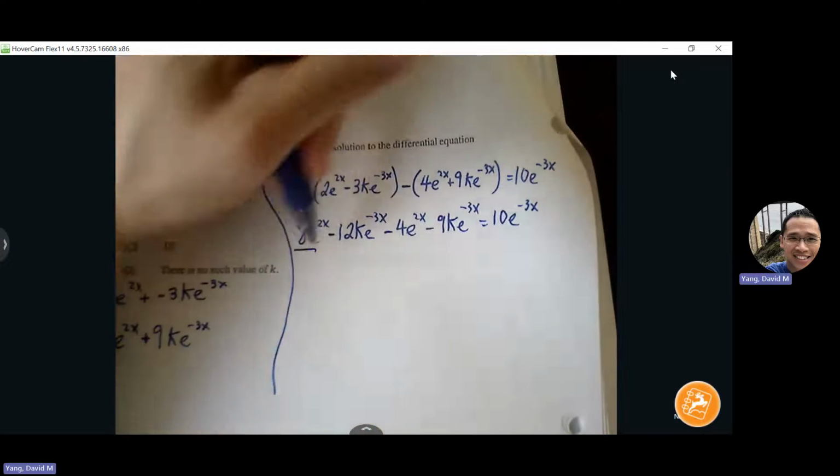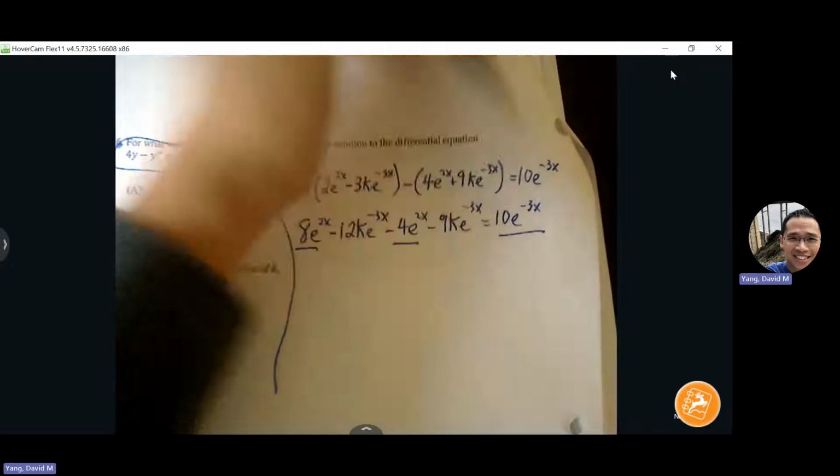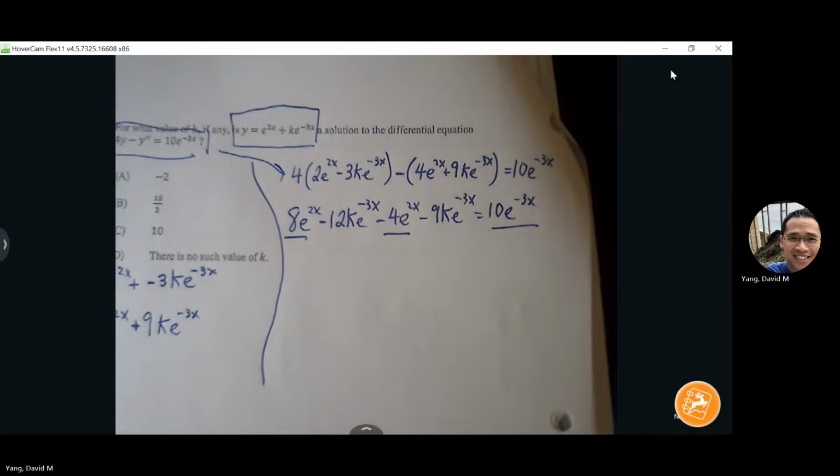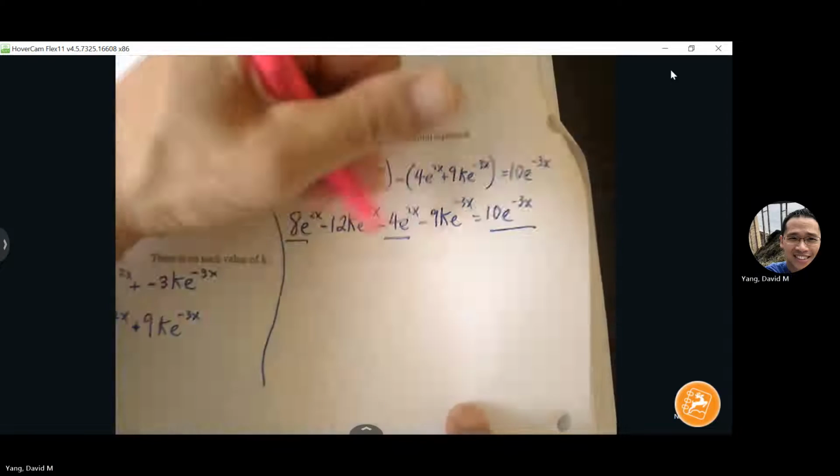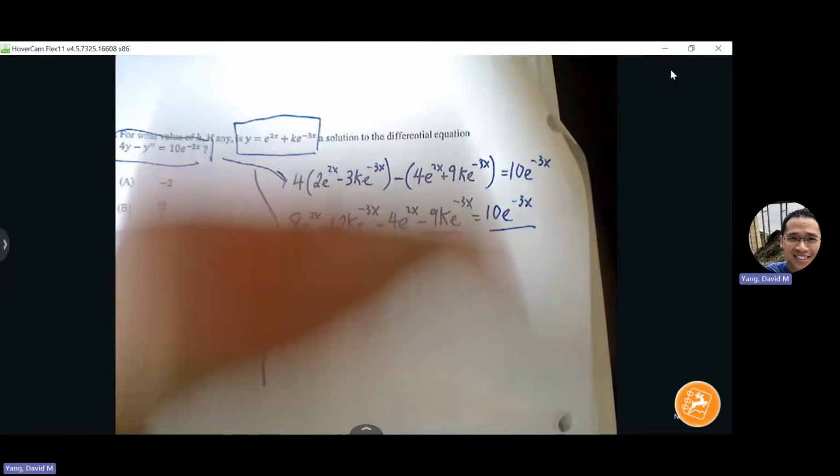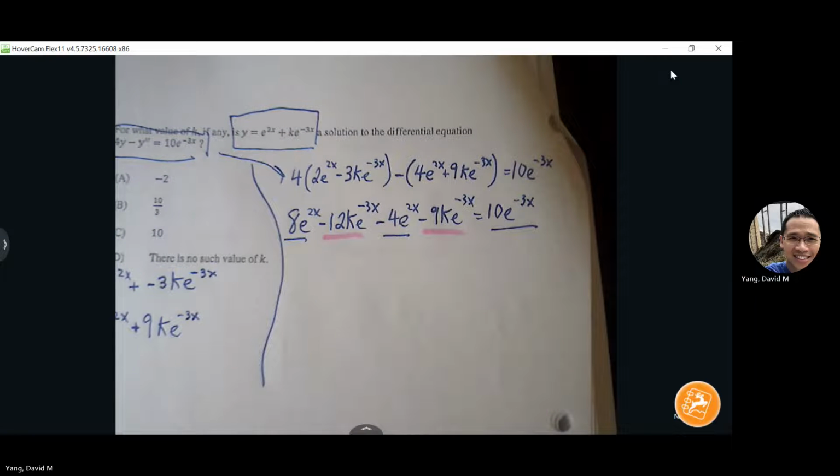Okay, a bunch of like terms here. Let me combine all these together. Then I can put the k terms together. So 8 minus 4 is 4. 4 minus 10 is -6.